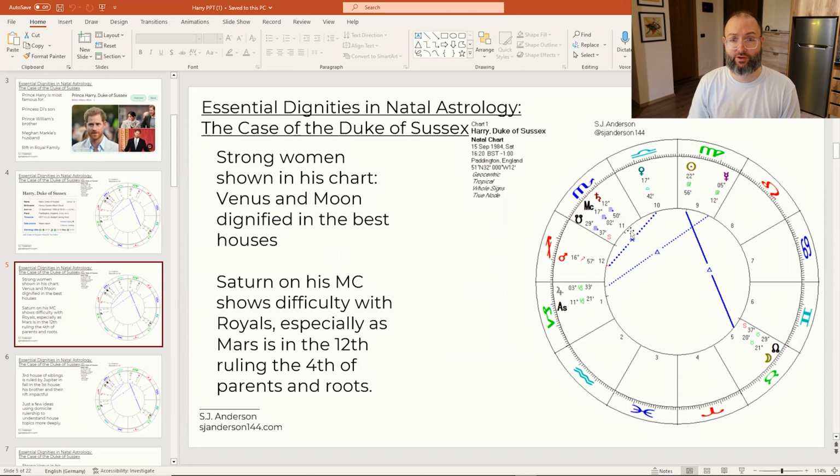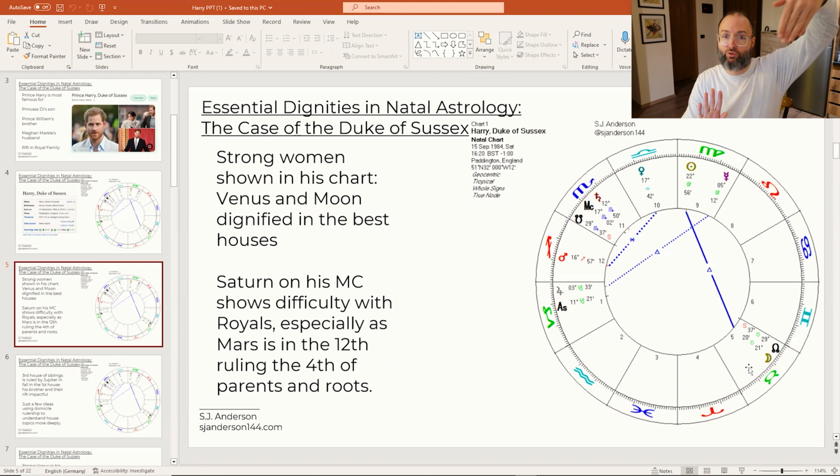Venus is placed in Libra in his chart. The significations of Venus include the idea of women. And so powerful women in the house of prominence is directly related to Harry's life. If you want to bring in the moon as the planet of women as well, you can see the moon is in Taurus, and the ruling planet of Taurus is Venus.